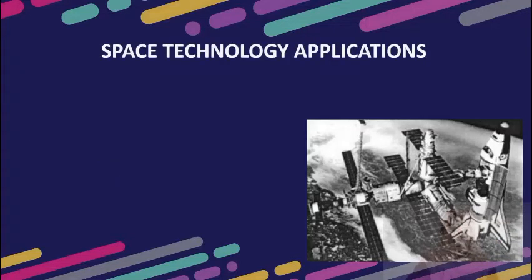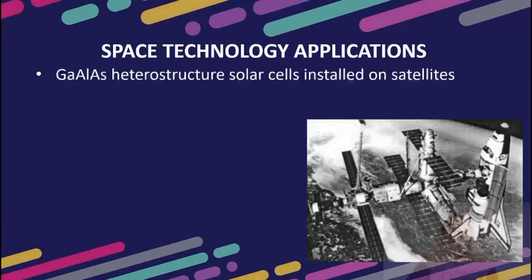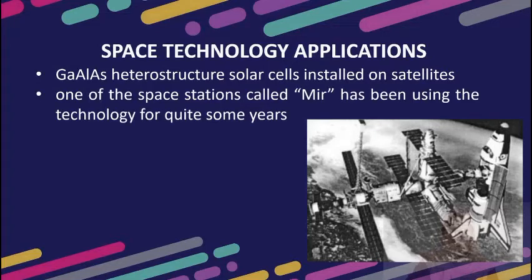Next is the space technology applications. Space technology applications make use of gallium aluminium arsenide heterostructure solar cells, which are installed on satellites. One of the space stations, called Mir, has been using the technology for quite some years. The picture of Mir is in the image below.